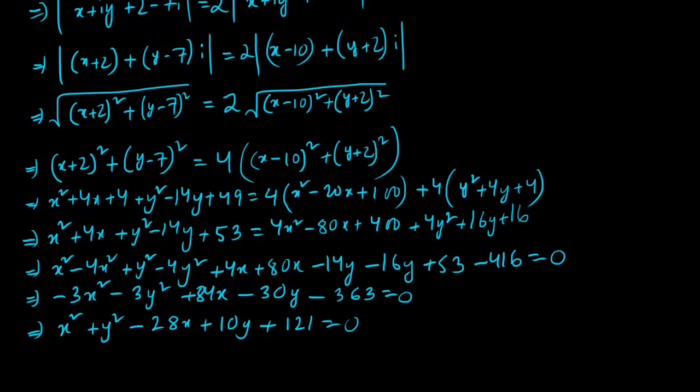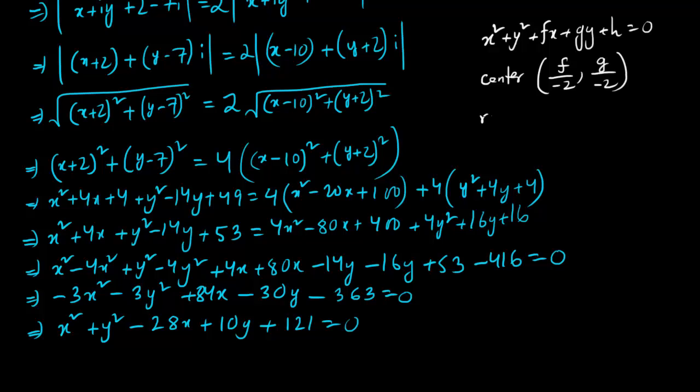Another review. If you have a circle in the format x squared plus y squared plus fx plus gy plus h equals 0, then the center of the circle is going to be f divided by minus 2, g divided by minus 2, and the radius is going to be the square root of the x-coordinate of the center, f by minus 2, whole squared, plus the y-coordinate of the center, g by minus 2, whole squared, minus the constant, which is h. So this is the radius of the circle.